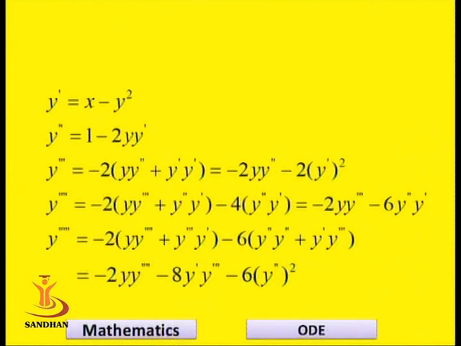Now let us have a look at the differential equation. Y dash or dy by dx is equal to x minus y square. Taylor series expansion makes use of first order, second order, third order, fourth order, and so many multiple order derivatives. But they are all ordinary derivatives.